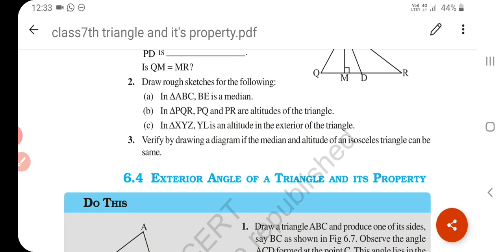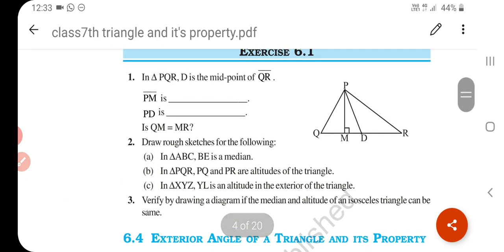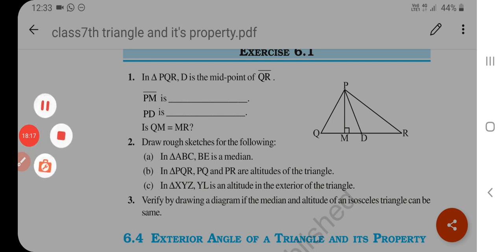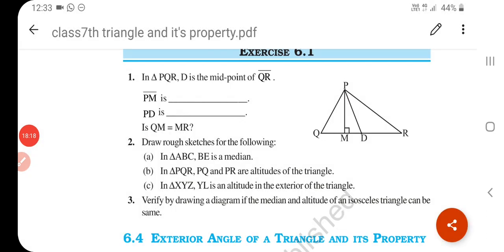Okay, understand? Verify by drawing a diagram if the median and altitude of an isosceles triangle can be the same. So see this question and try to do it by yourself. Okay, understand? So do exercise 6.1. Try to do it.